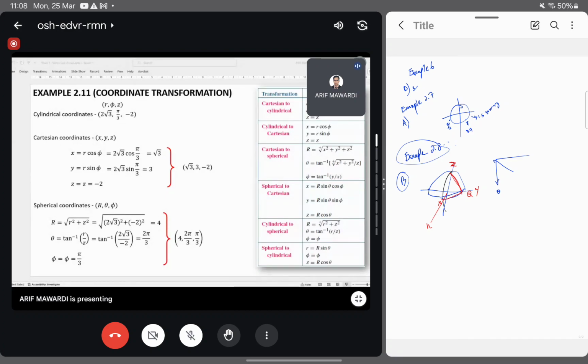Let me remind you again: these three are referring to the same point. It is just a different way of representing the same point. This is how you represent the point in the cylindrical coordinate system, this is how you represent the point in the Cartesian coordinate system, and this is how you represent the point in the spherical coordinate system.